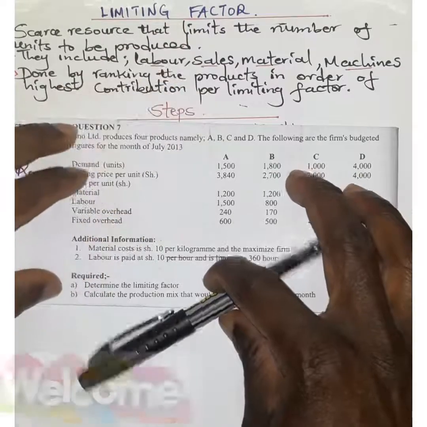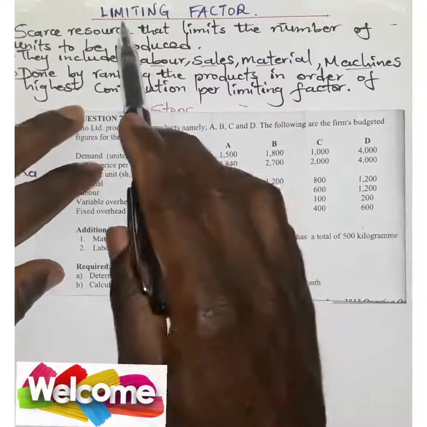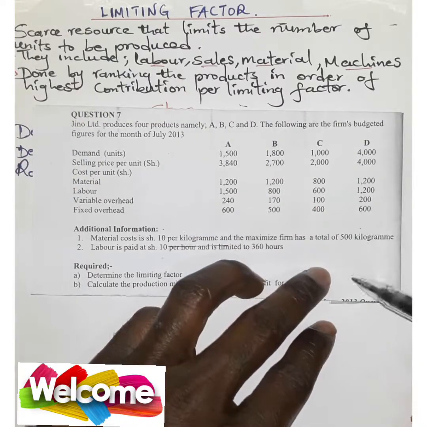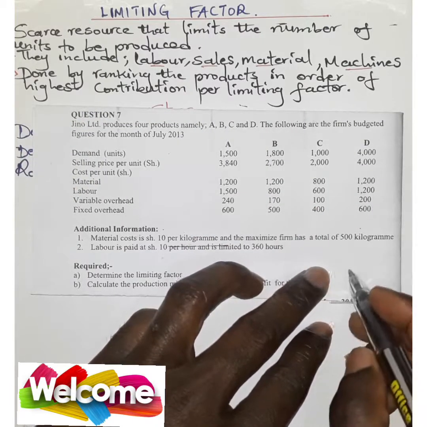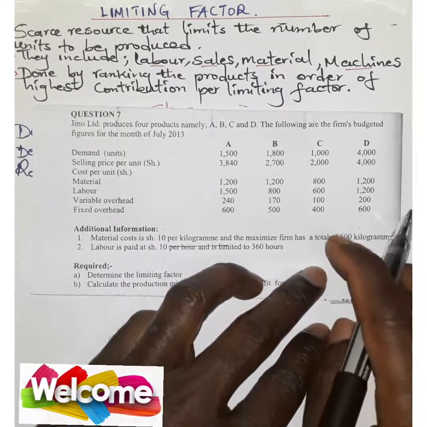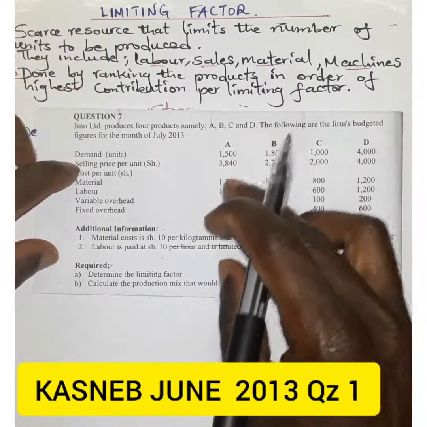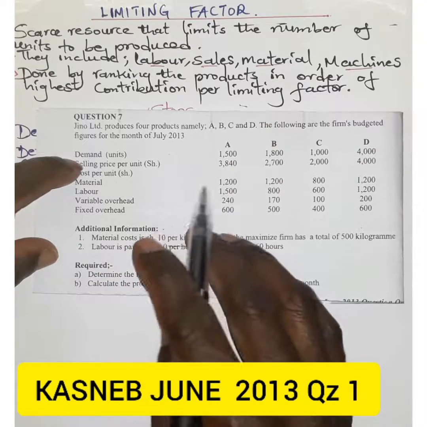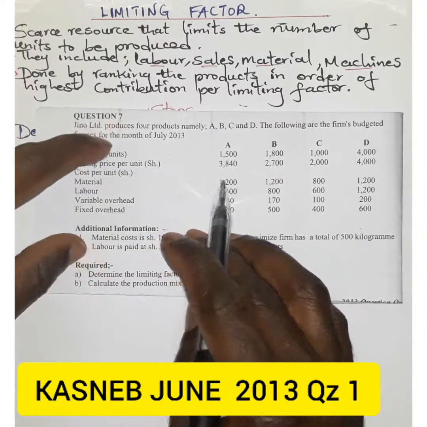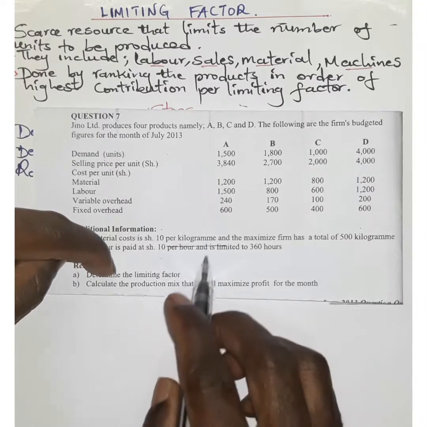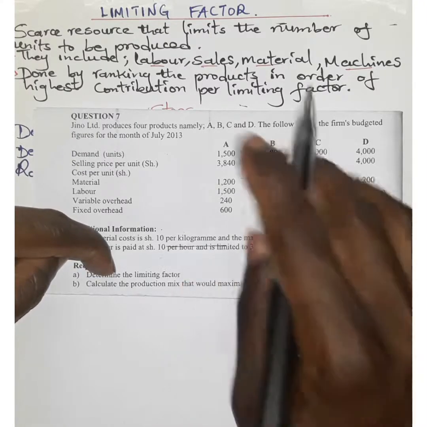And as we get ready to learn something to do with the limiting factor, we have an adopted question from KASNEP that was done in June 2013. The question is asking us to determine a limiting factor and thereafter determine the production mix out of those particular limiting factors that we determine.